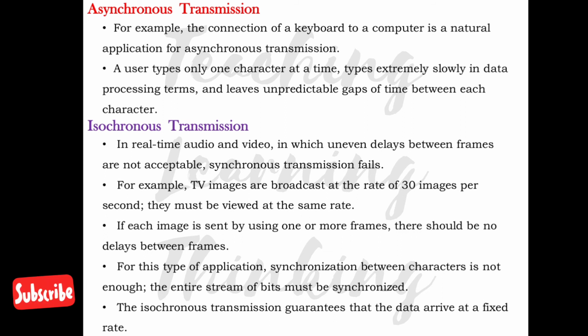Then next is isochronous transmission. In real-time audio and video, in which uneven delays between frames are not acceptable, synchronous transmission fails. For example, TV images are broadcast at the rate of 30 images per second. They must be viewed at the same rate. If each image is sent by using one or more frames, there should be no delays between frames.